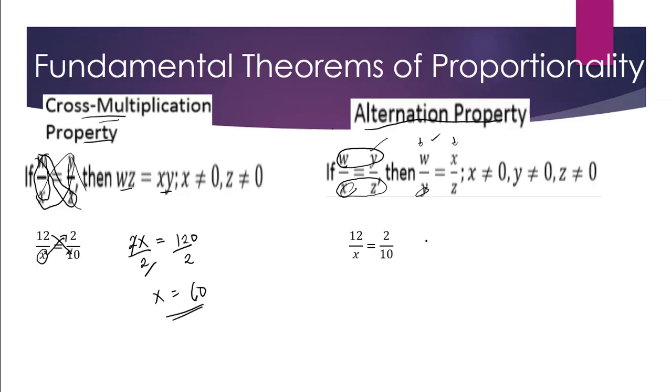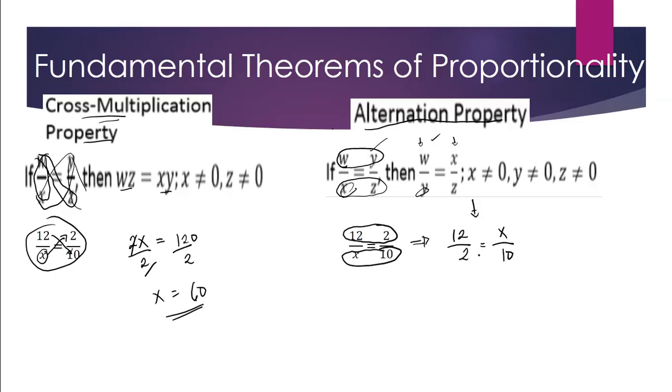Now let us use or apply alternation property here. Take note, we have the same expression. We have 12 over X equals 2 over 10. If we are going to use alternation property, we are going to express the numerators as one ratio. So we will be having 12 over 2 is equal to the same. Ganun din ang gagawin dyan. Isang ratio, we have X over 10. So in here, we apply alternation property.